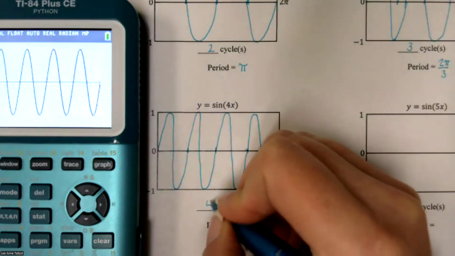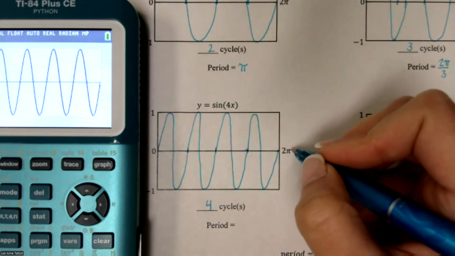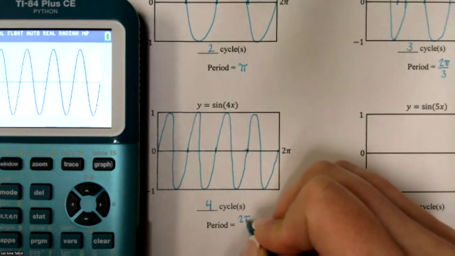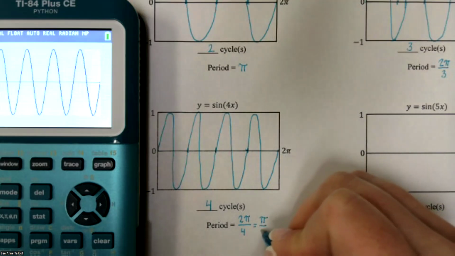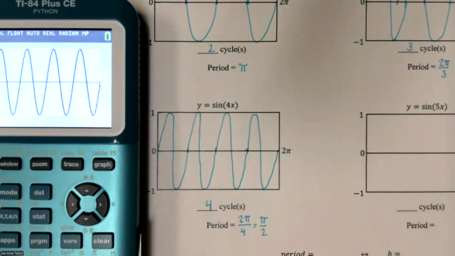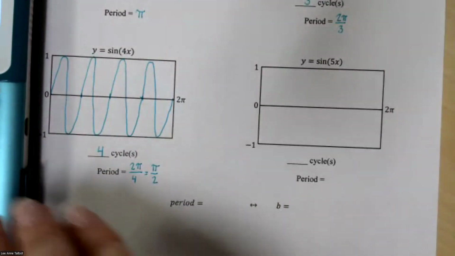Okay, so I fit 4 cycles in 2 pi, split into 4 is pi over 2. Oh goodness, last one. I'm scared.